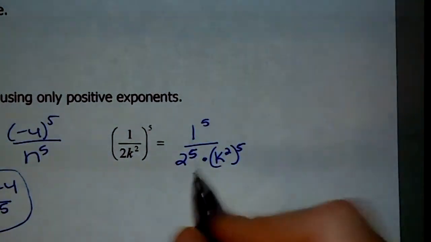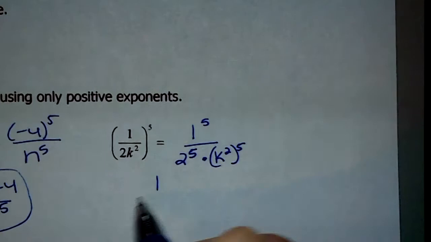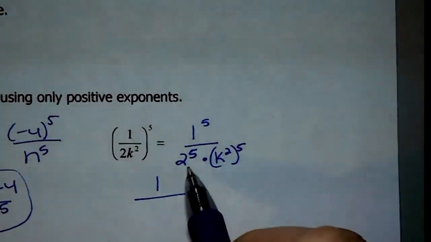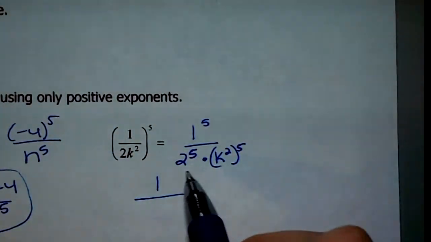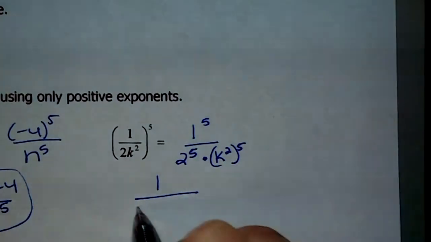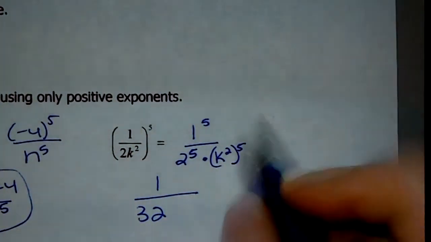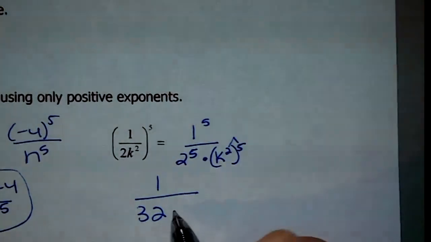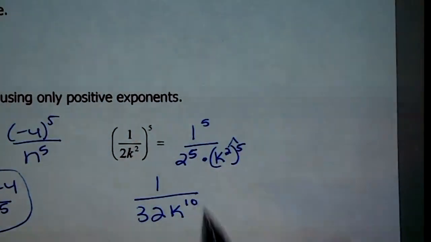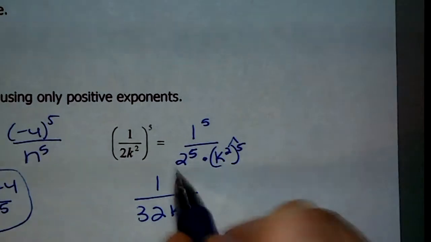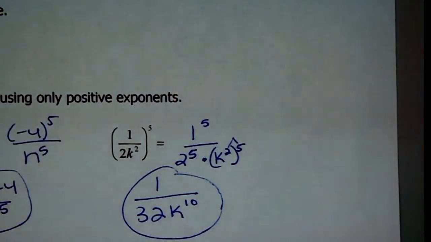So to simplify this one, 1 to the 5th power is 1. 2 to the 5th power, 2 times 2 is 4, times 2 is 8, times 2 is 16, times 2 is 32. And when you take k squared to the 5th, this is a power to a power, so you multiply, so this should be 1 over 32k to the 10th power. That was a tricky one.